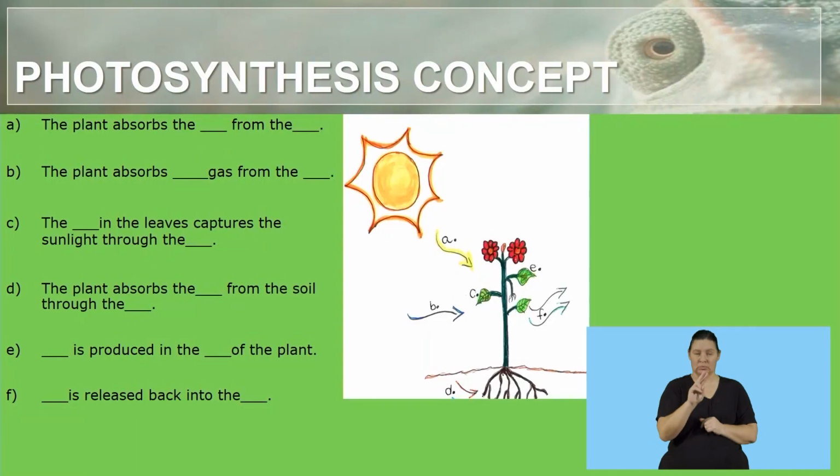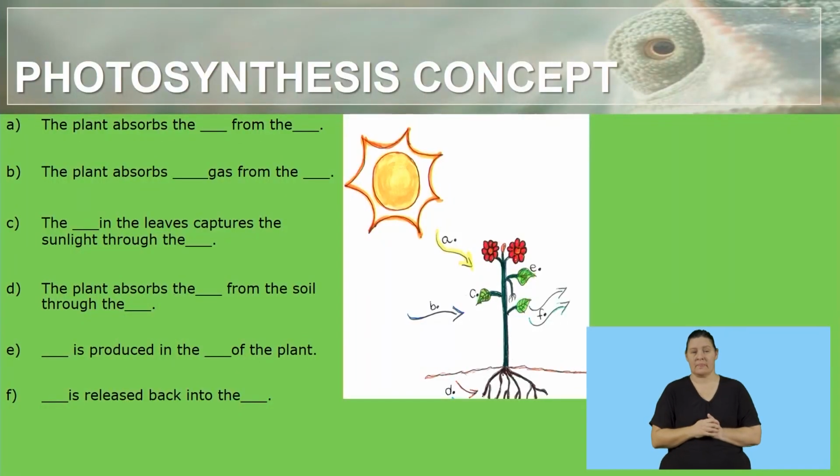Now, when everything is absorbed into the green plant or into the leaves of the plant, we have two byproducts, which is glucose and oxygen, which is released into the atmosphere. Now let us look at our questions.